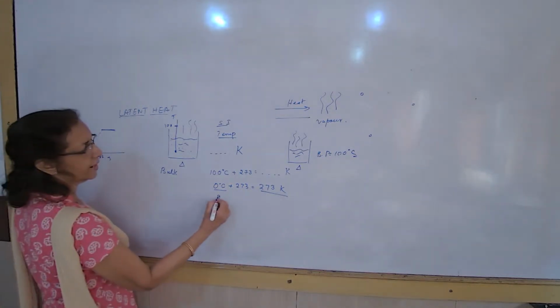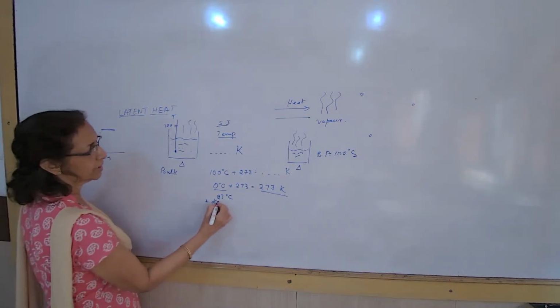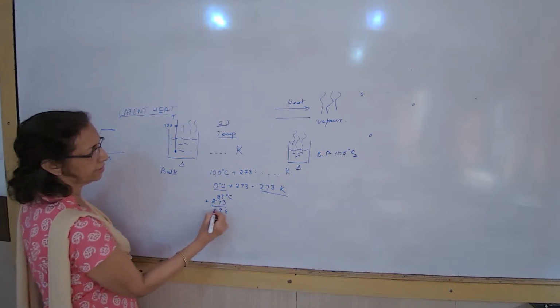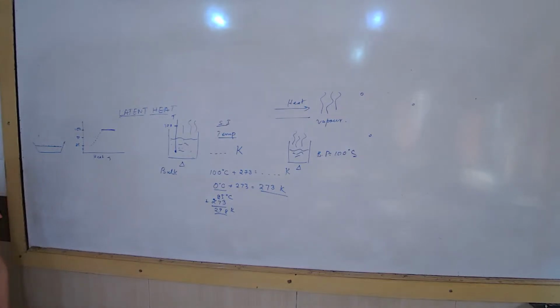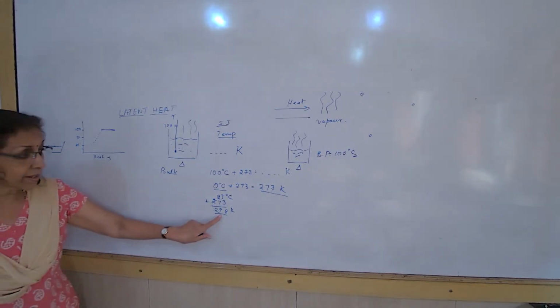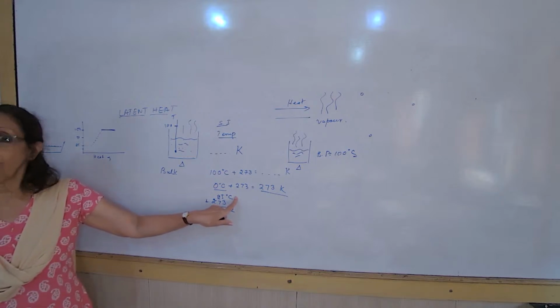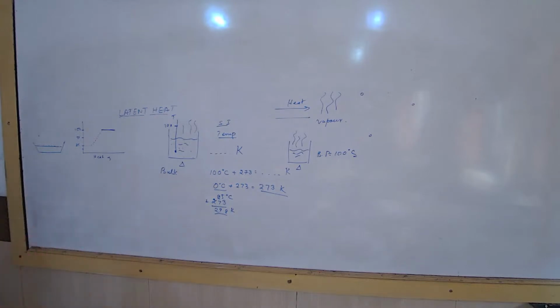Suppose I say 25 degrees Celsius. What should I do? Plus 273. So how much is that? It is 298. Did you understand? Suppose I give you a temperature in Kelvin and I want you to convert it to degrees Celsius. What will I do? Minus 273. If you look at your textbook behind, there are 100 and 273.